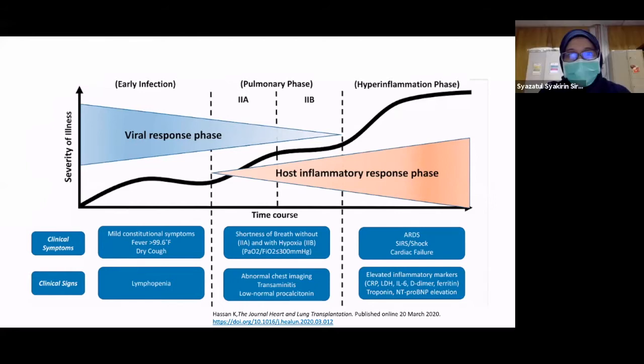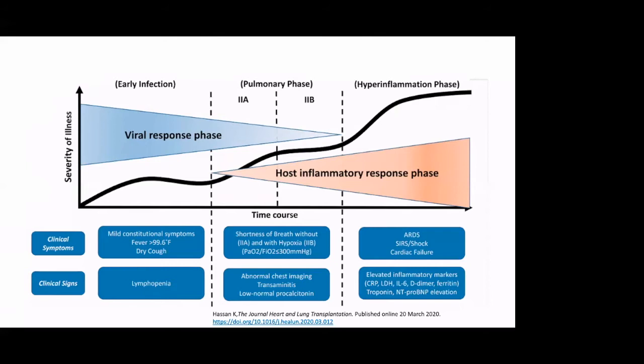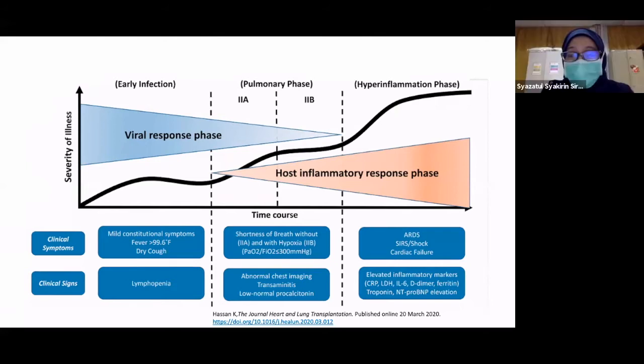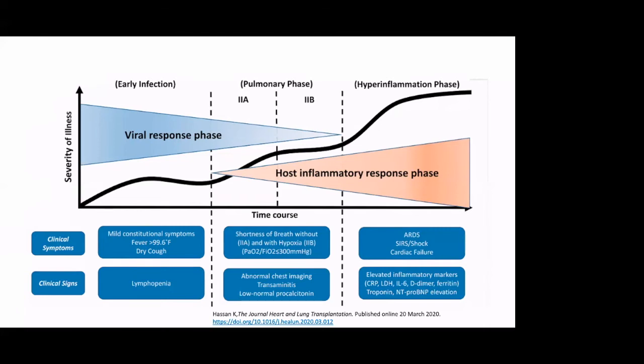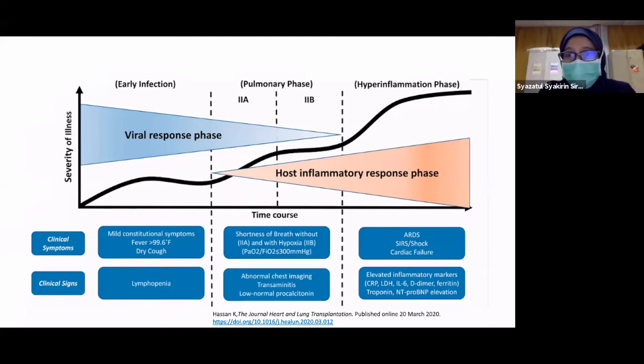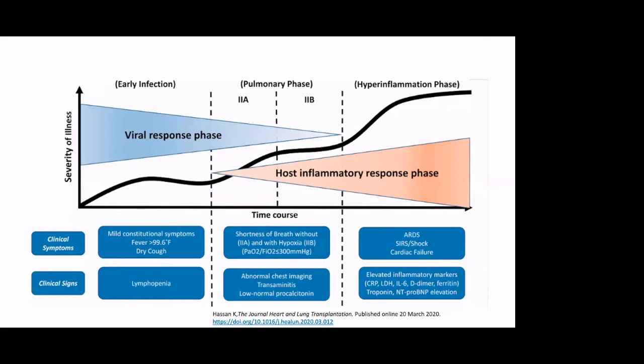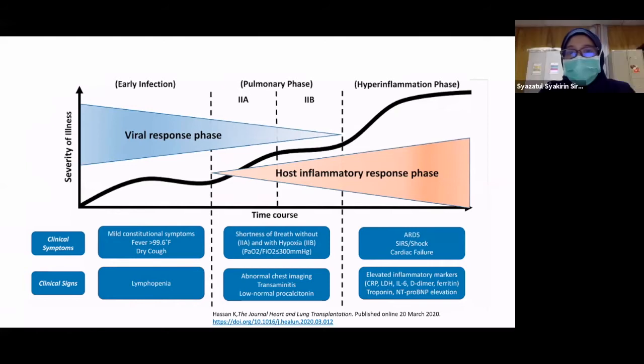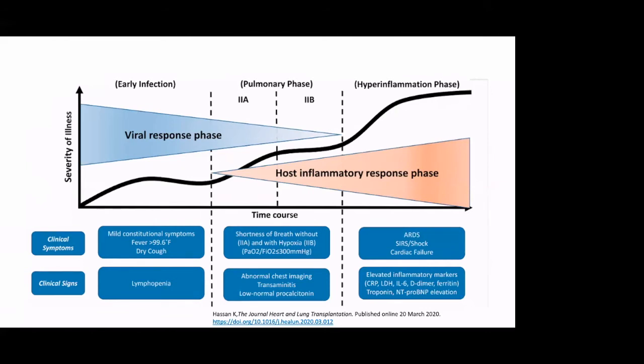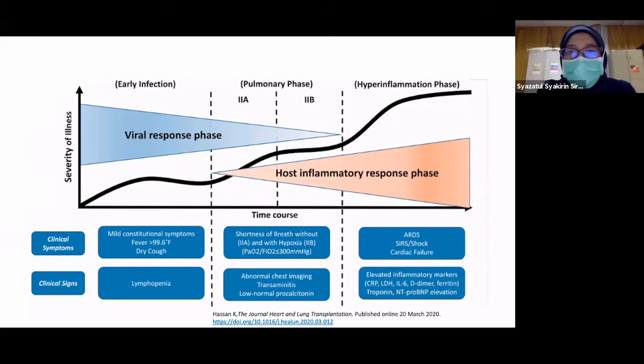Following that, the host recognizes there is a virus entering and tries to respond towards it. Whether it responds appropriately, just nice, or it responds overzealously with an over-response. That's where the overlap of the primary phase happens, followed by a hyperinflammation phase.